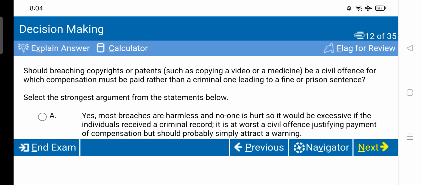Should breaching copyrights or patents, such as copying a video or a medicine, be a civil offense for which compensation must be paid rather than a criminal one leading to a fine or prison sentence? Select the strongest argument from the statements below.